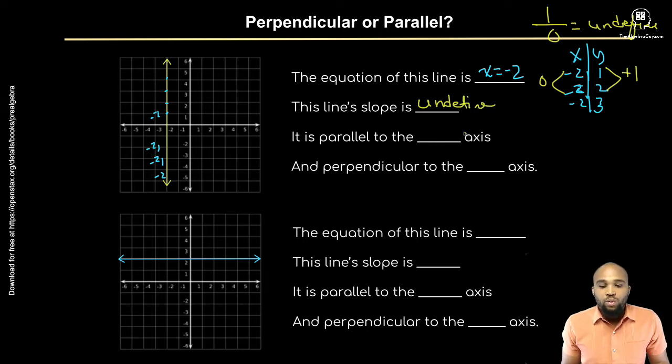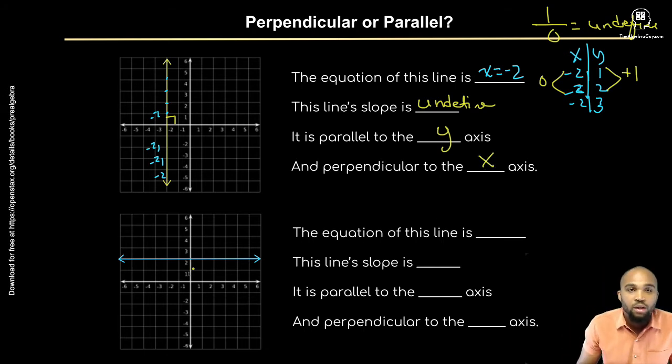It is parallel to which axis? Well, this is obviously parallel to the y-axis. Don't get confused that we have x equals -2 as the equation and that it goes through the x-axis. Just look, it's parallel to this y-axis. Here's the y-axis. And perpendicular means it forms a right angle. See that right angle with our x-axis.